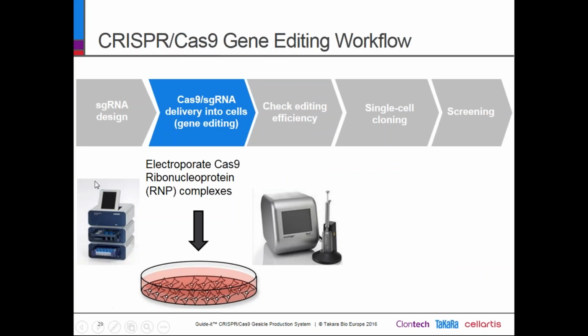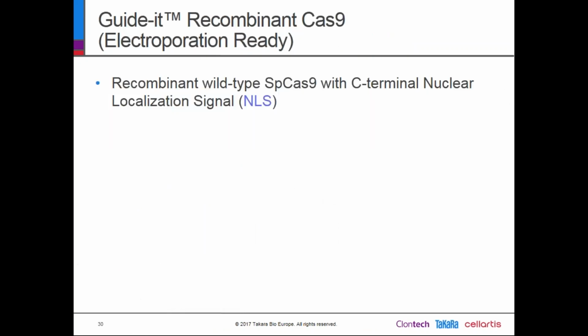And I just showed here the Lonza nucleofactor or the neon from Thermo Fisher. And what we provide is highly pure recombinant sgCas9 carrying a C-terminal nuclear localization signal. So our enzyme has high concentration, 3 micrograms per microliter, and low glycerol content, 10%. So why is this important? So the high concentration is critical when using electroporation because you usually use very low quantities, low volume.